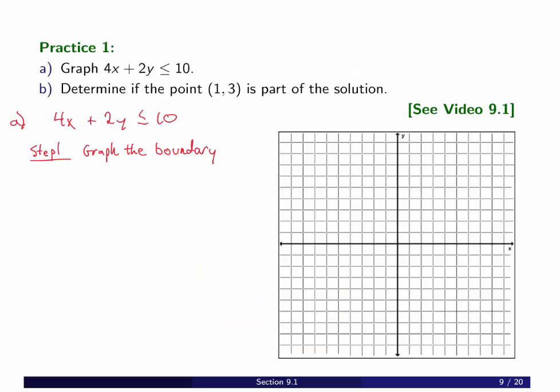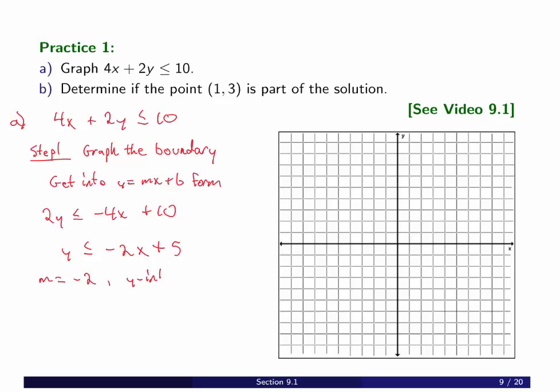It's very simple. I'm going to rearrange it into y equals mx plus b form. So I'm going to move over 4x, then divide everything by 2 to give you the following. Now we're in business, because now we know that the slope is -2 and that the y-intercept is 5. So let's graph it.